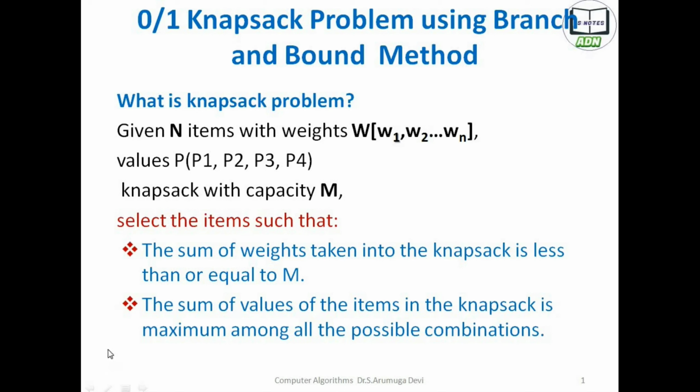In this lecture, we are going to see the 0-1 knapsack problem using the branch and bound method. What is the knapsack problem, what is 0-1, and what is the branch and bound method, and then how to solve the knapsack problem using branch and bound method.